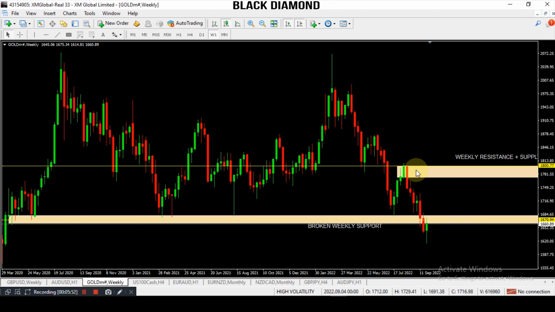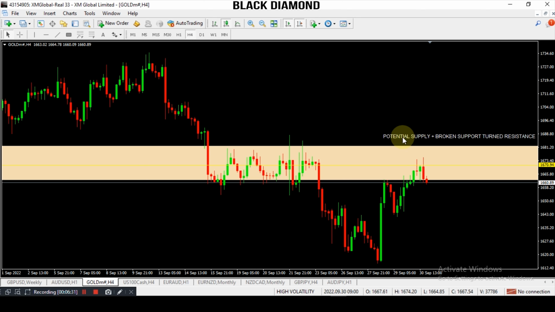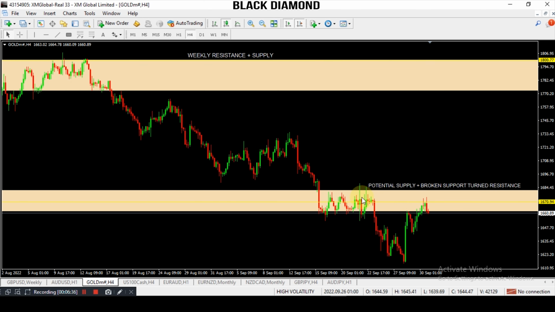So going down to the daily time frame, we can see that at this point right here, we've got a potential supply, which is this one right here, plus broken support turned into resistance. We can see the market broke below this support and traded below it, so this support was broken and now it has turned into resistance. And also we've got a supply over here, so we are planning to sell this market. If we go down to the H4 time frame, we can see this potential supply plus broken support turned into resistance clearly over here.